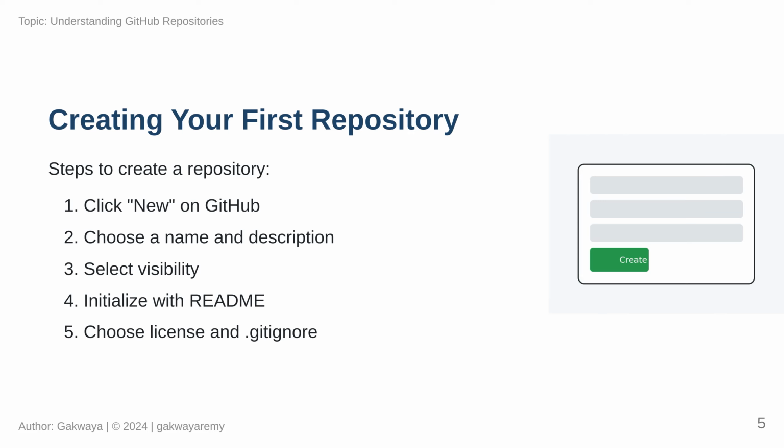Creating a repository is straightforward, but there are important decisions to make. Choose a clear, descriptive name. This will be part of your repository's URL. The description helps others understand your project quickly. Always initialize with a README, we'll discuss why in the next slide. The license and .gitignore choices can be changed later, but it's easier to set them up at creation.